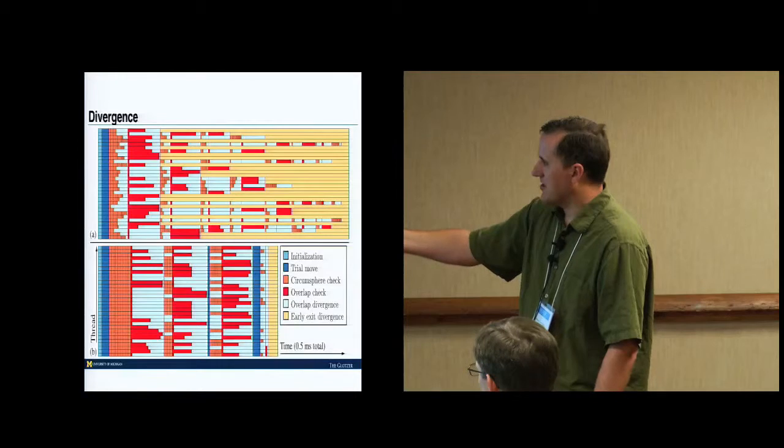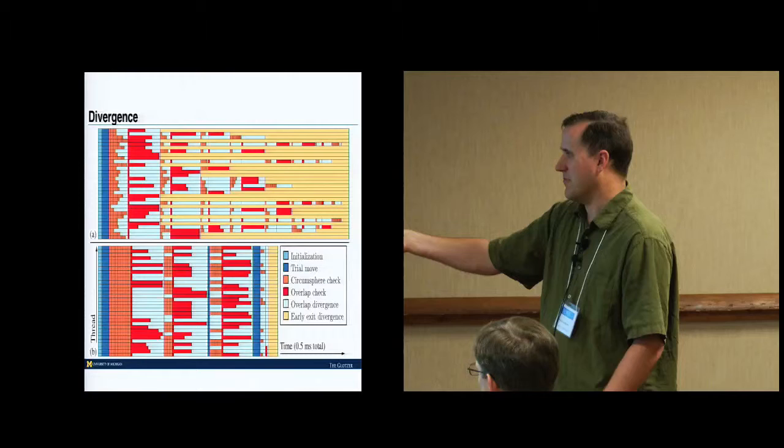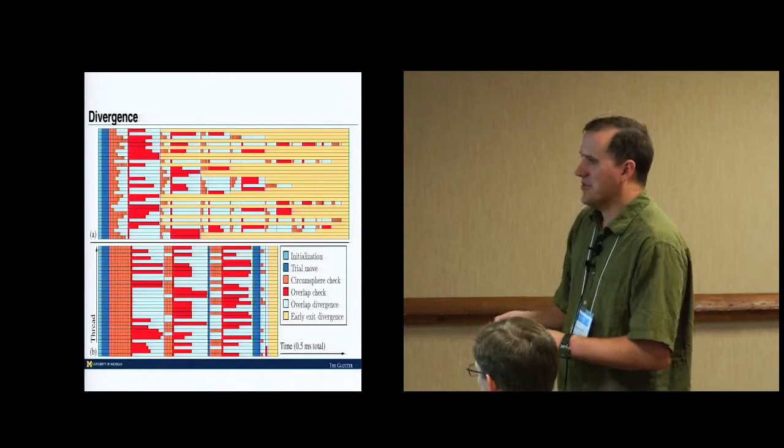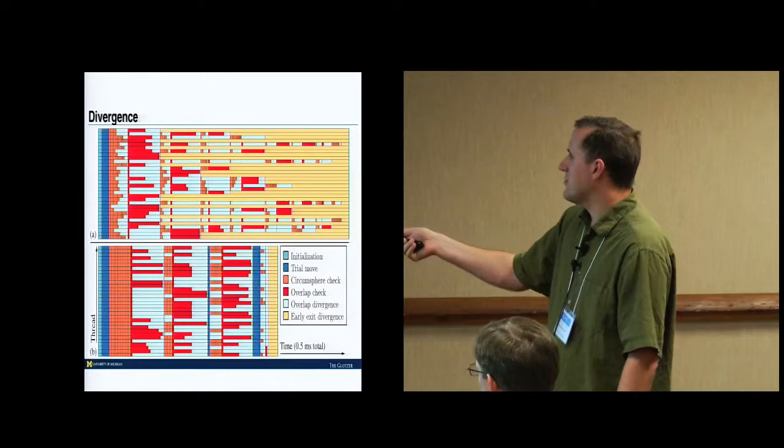Okay, there's still divergence because these are iterative schemes. Some of them can finish in just 1 or 2 iterations, and some of them take 100 iterations. But there's very little that can be done about that divergence. I've tried. But at least this improves the performance greatly.